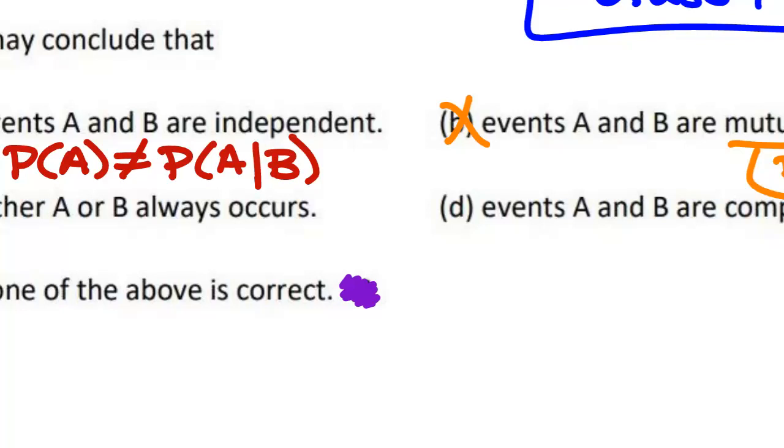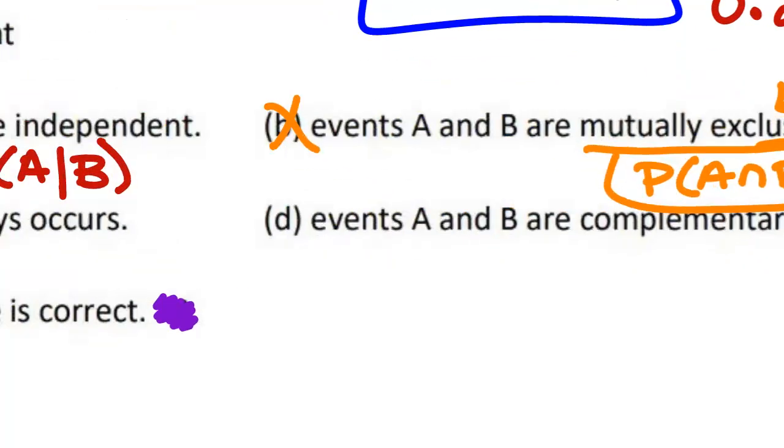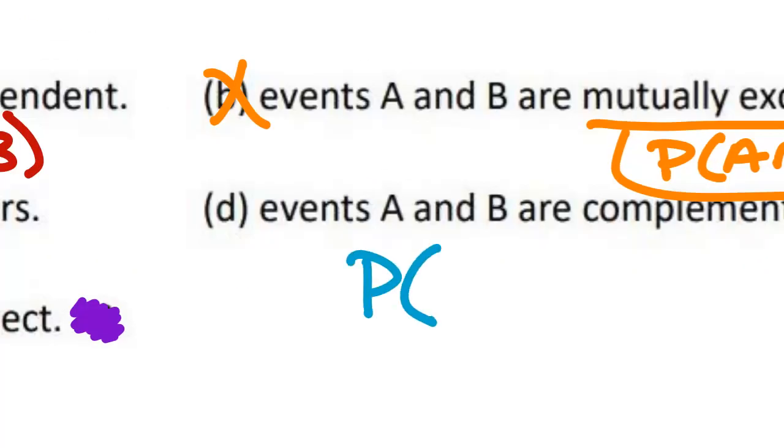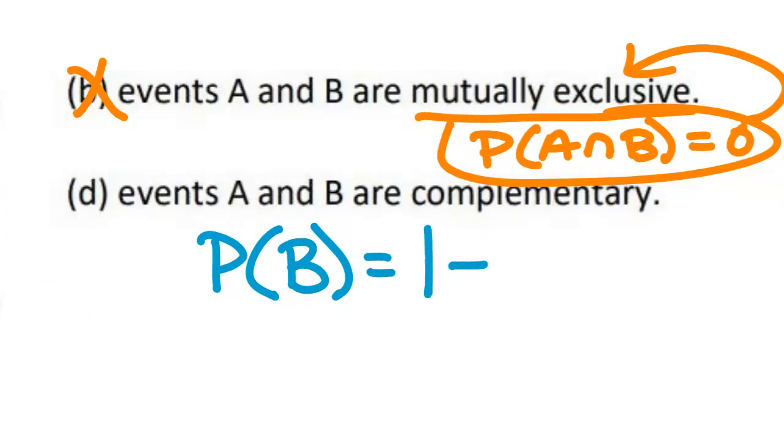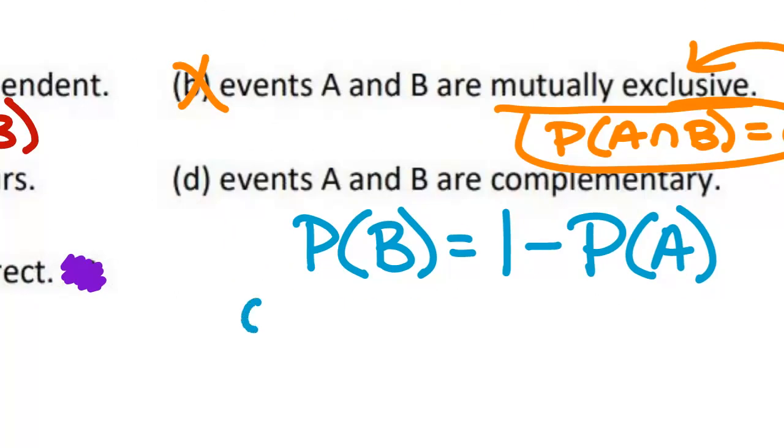What does it mean by complementary? They add up to 100%, or we could say that the probability of B is equal to 1 minus the probability of A, or the way you said it, Brandon, is absolutely correct. Those individual probabilities add up to 100%.